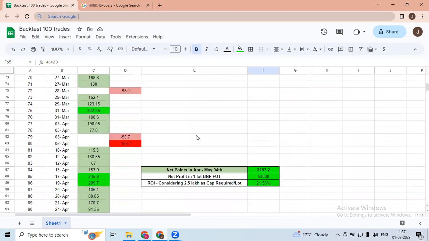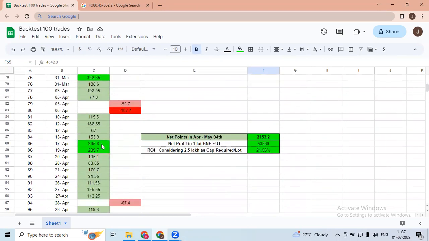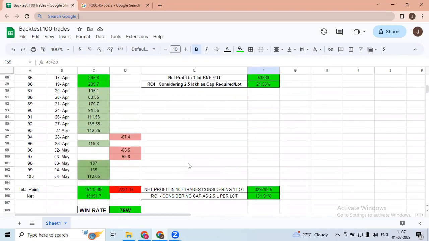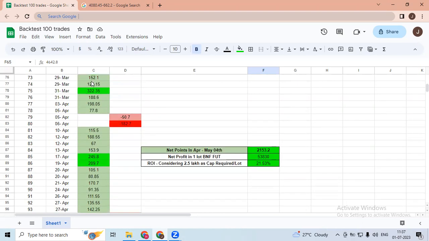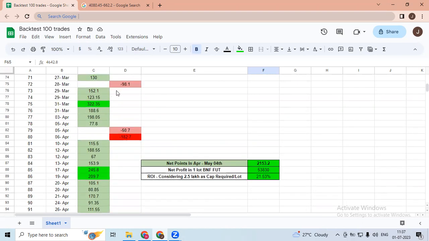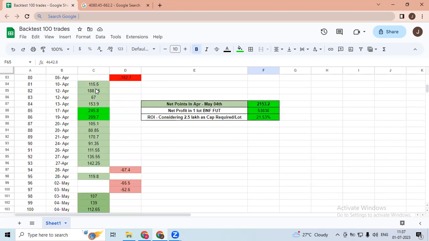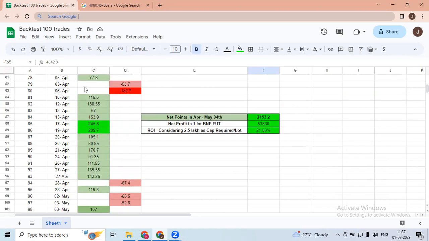Then the last trades, to complete the 100, were from the month of April, the entire April till 4th of May. In this period, you can see there were no such big profits. Let's see the month of April.